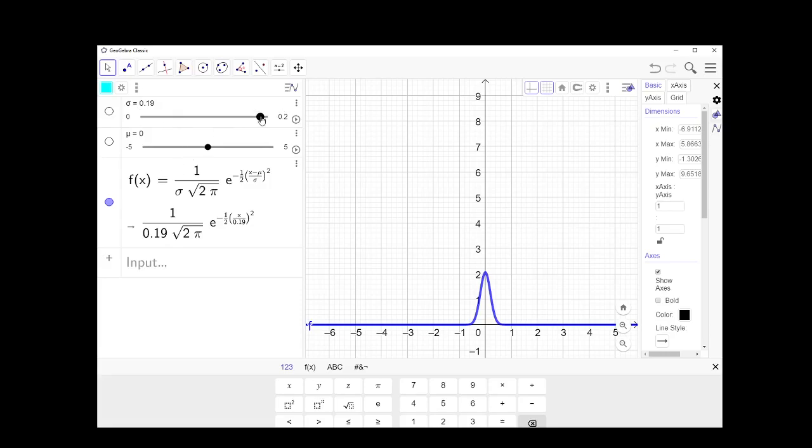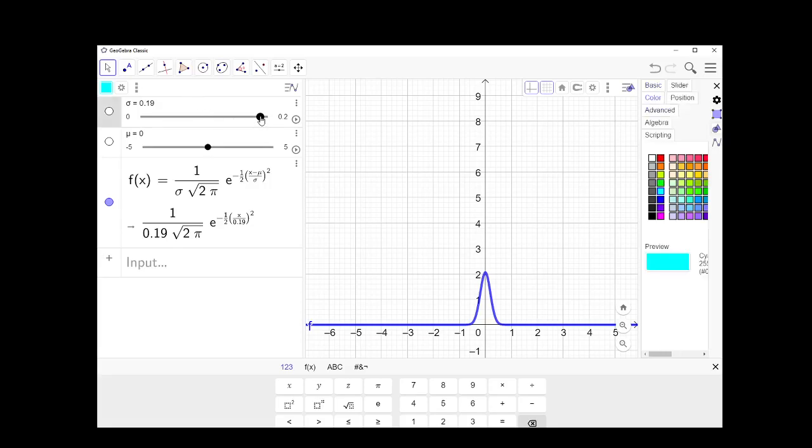I want to repeat that because this is really important: the Dirac delta function is the normal distribution with the caveat that mu is equal to 0 and sigma, the standard deviation, is approaching 0 from the right side. And we can see graphically that as I take this value of sigma and bring it closer and closer to 0, the height of the normal distribution starts to get higher and higher.